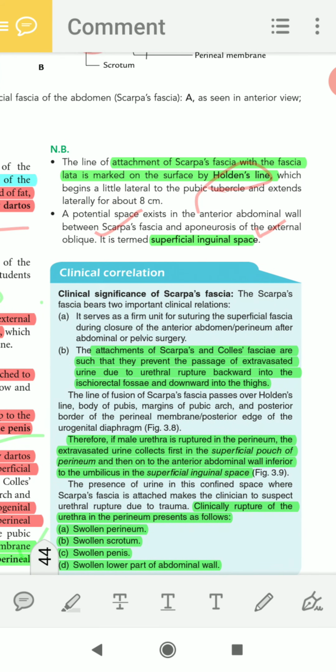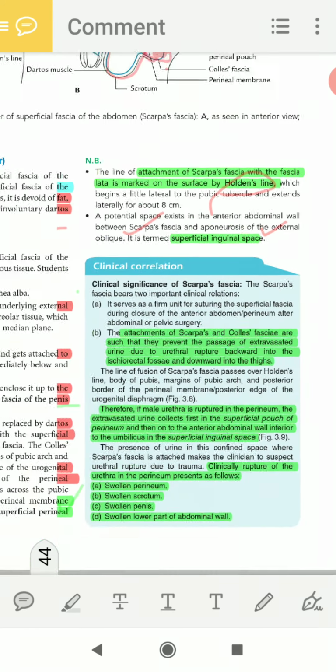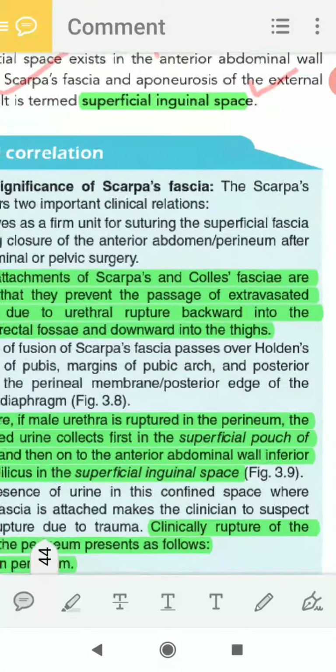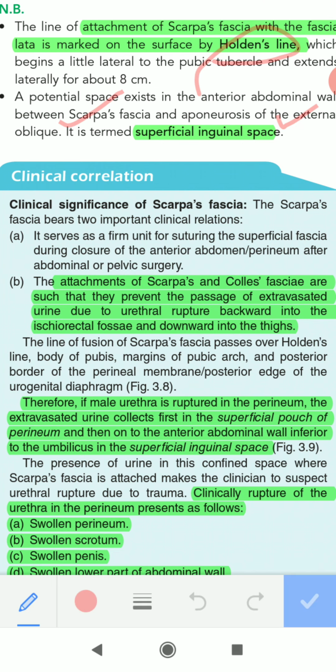Now go to some clinical correlation. What is the importance of Scarpa's fascia or Camper's fascia? Why should we know this? The attachment of Scarpa's fascia and Colles' fascia, that means the fascia of the perineum, is such that it prevents the passage of extravasated urine due to urethral rupture backward into the ischiorectal fossa and downward into the thigh. That means these two fascia prevent the extravasation of urine due to urethral rupture into the ischiorectal fossa and thigh.